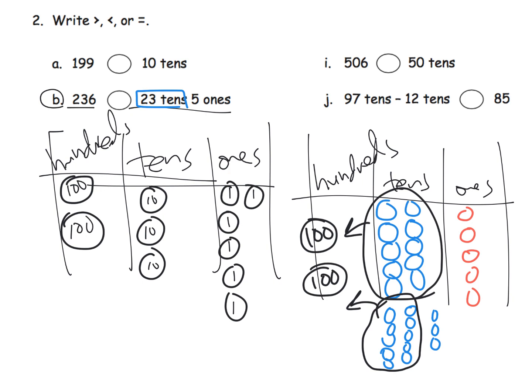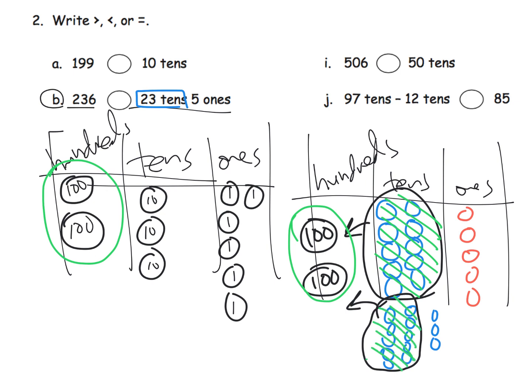Interestingly enough, this is kind of cool. Let's do it in green. So this guy has 200s. This guy has 200s. So it's a tie so far. By the way, these guys are no longer here because they got cashed in. And these guys are no longer here because they got cashed in.